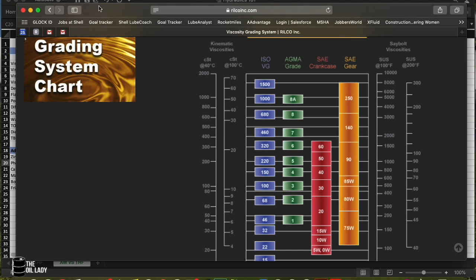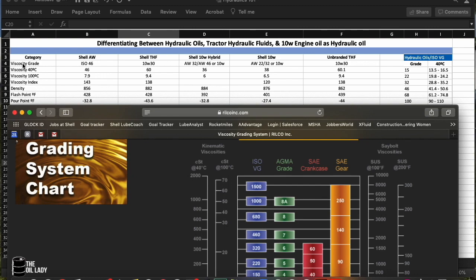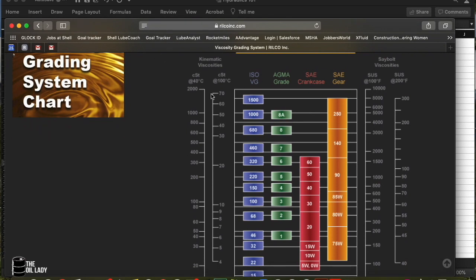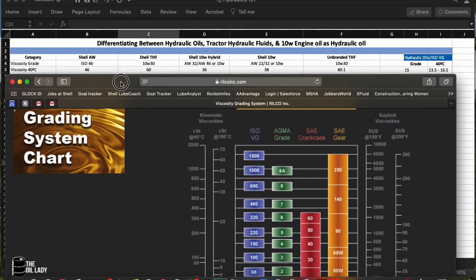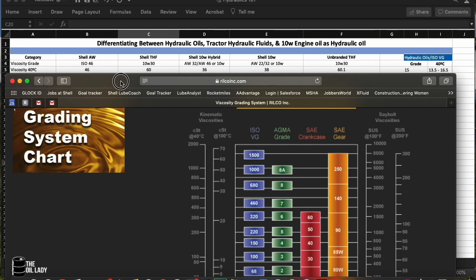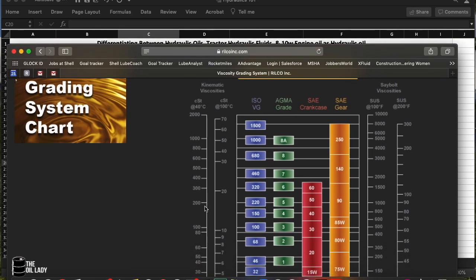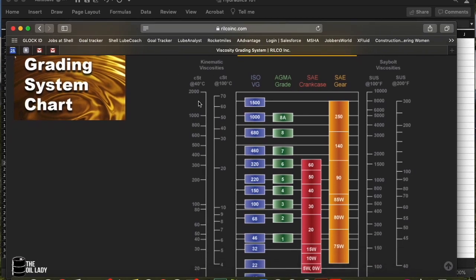So when we look at a data sheet, it's going to say viscosity at 40 degrees Celsius. So we go back to this chart, we find the 40 degrees Celsius column, we go down to whatever it says. This one says 46. Hydraulic oils are going to be pretty dead on with what they're listed as. So if we come down to your 46 at 40 degrees C, that should cross over to 46 for your ISO grade.